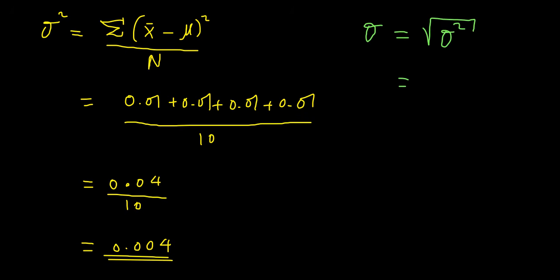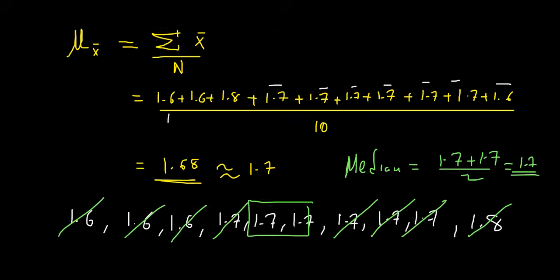Now the standard deviation is the square root of the variance. So simply get the variance and you square root it. The square root of the variance is giving us 0.063. So that's the variance, and that's the standard deviation. What does standard deviation even mean anyway?